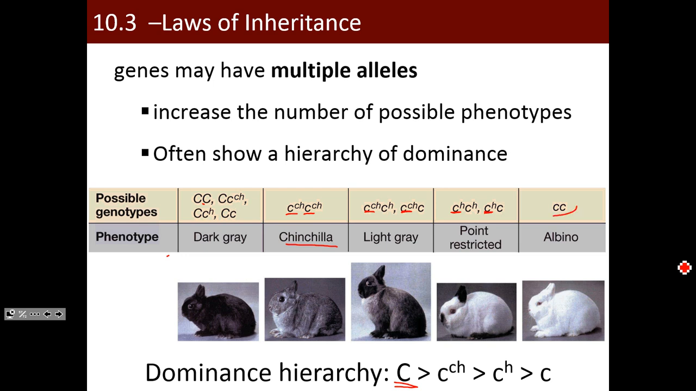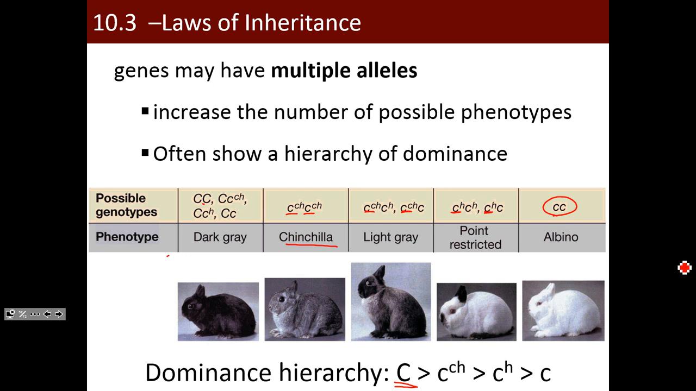And then the least likely phenotype is the albino phenotype, where you have to have 2 of the most recessive alleles to be an albino. So depending on what combinations, if you breed a dark gray rabbit with a point restricted rabbit, right, you have all sorts of possible gamete combinations, and then that's going to give you what your potential offspring are.